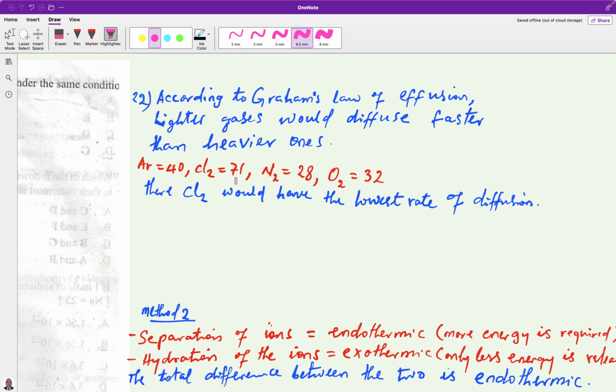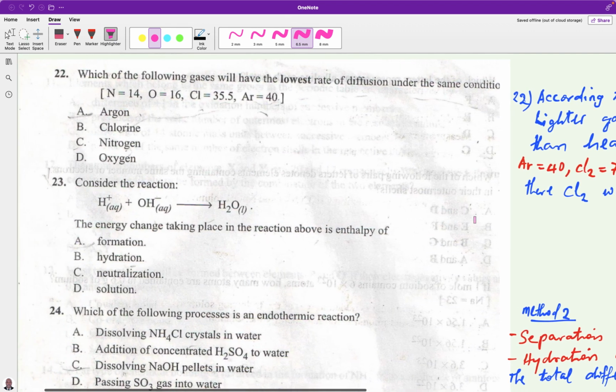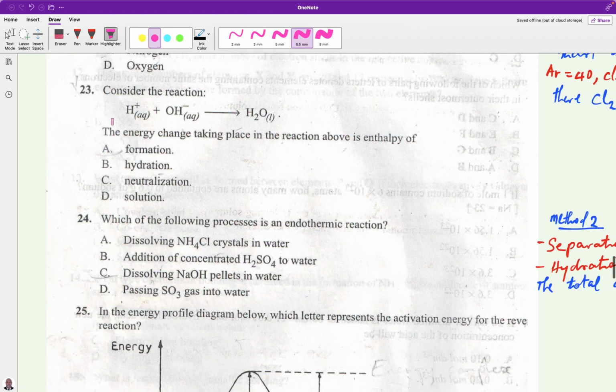So this one has the highest mass, more than any other gas, and for that reason we will say chlorine will have the lowest rate of diffusion because of its high molecular weight. So let's look at our gases and see. From the gases, obviously B will be our answer because B has the highest mass. So chlorine has the highest mass. Okay, let's go to 23.